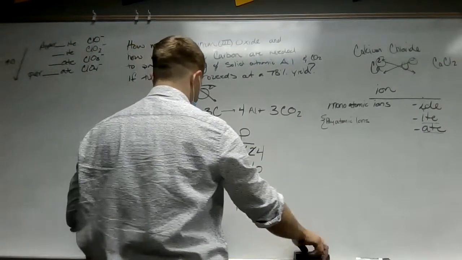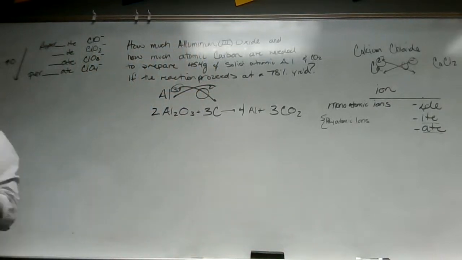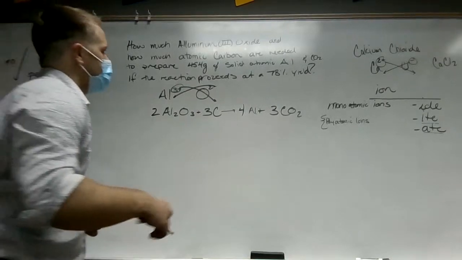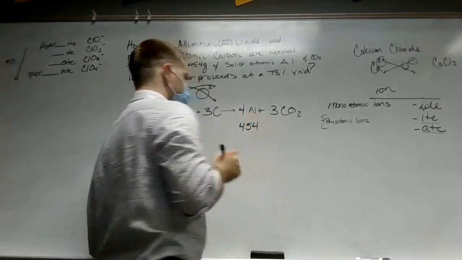What is our next step? How much aluminum oxide, how much carbon are needed to prepare 454 grams of solid atomic aluminum and carbon dioxide if the reaction yield is 78%. So, we want to prepare 454 grams of aluminum.